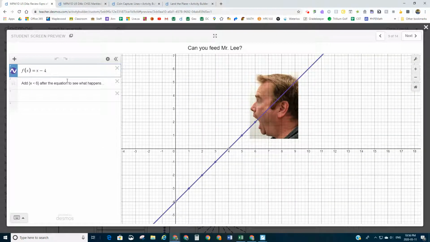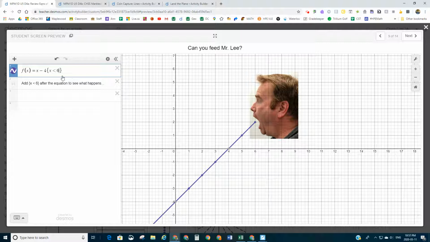Now we need these curly brackets so it knows that we're not dealing with the equation. These curly brackets talk about the domain. So we're going to go x, and then less than, remember, is shift comma, is less than 6, and close my curly brackets. And now you see the equation of the line stopping right there. And we get to that last point, which essentially is feeding Mr. Lee. So adding this domain after restricts the line to only graph the x values less than 6. So you see everything less than 6.